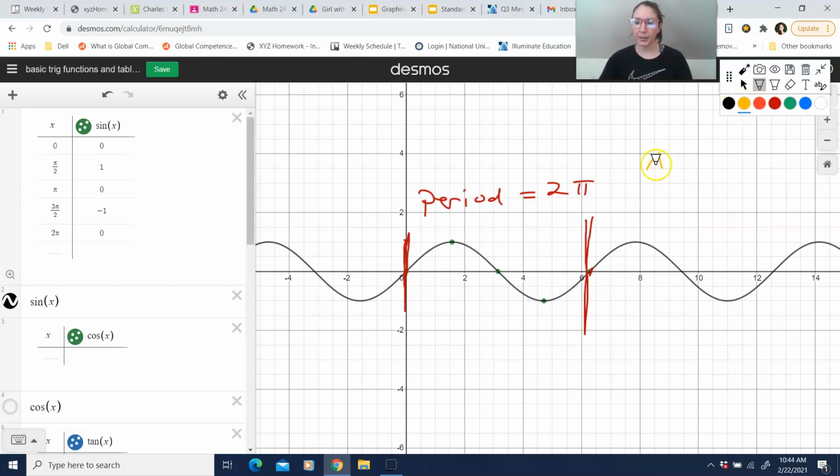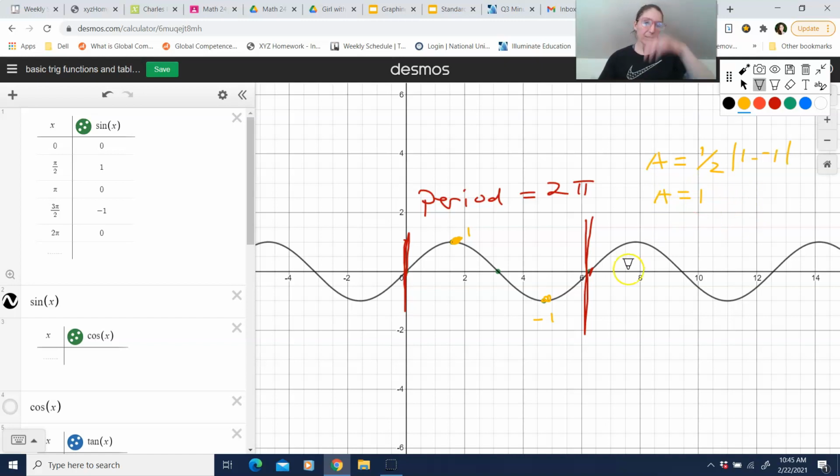Now, what about amplitude? So amplitude is 1/2 of the tallest point. Well, the tallest point is here at +1. The lowest point is here at -1. So the absolute value of 1 minus -1, so add these together, that'd be 2. 1/2 of 2 is 1. So our amplitude of our graph is 1.